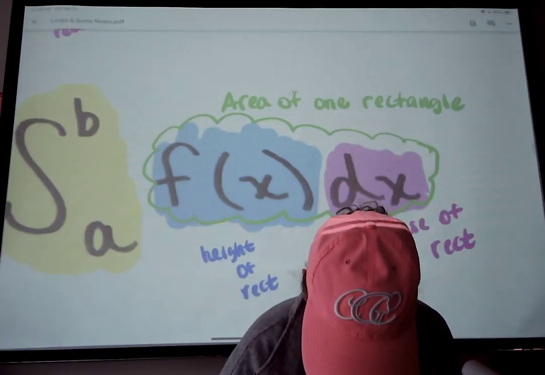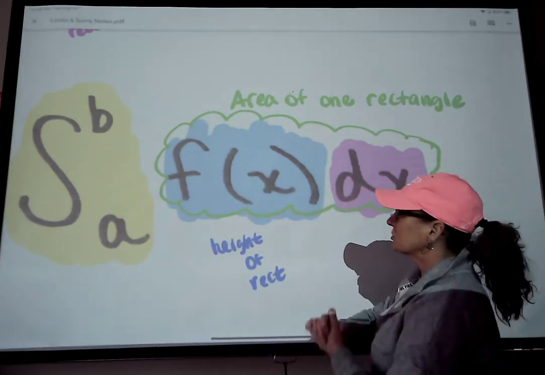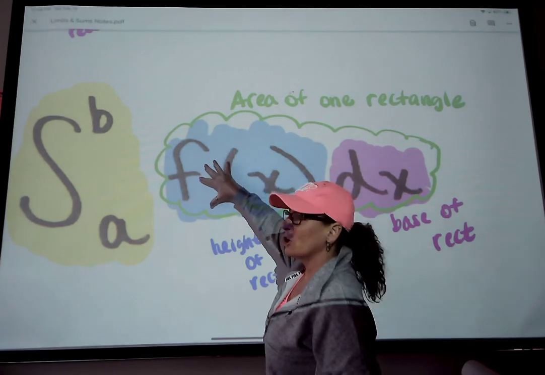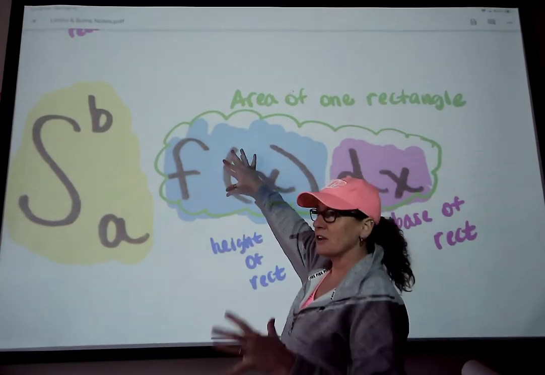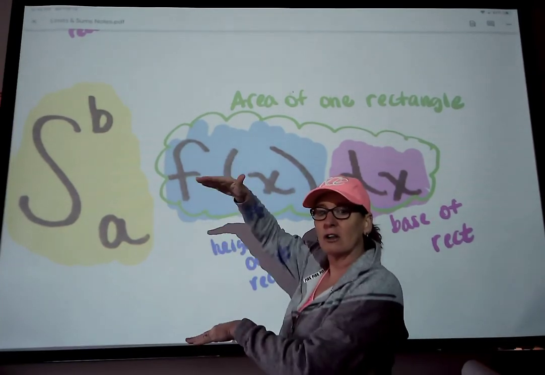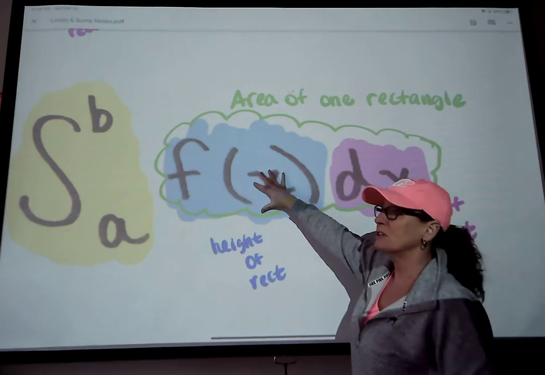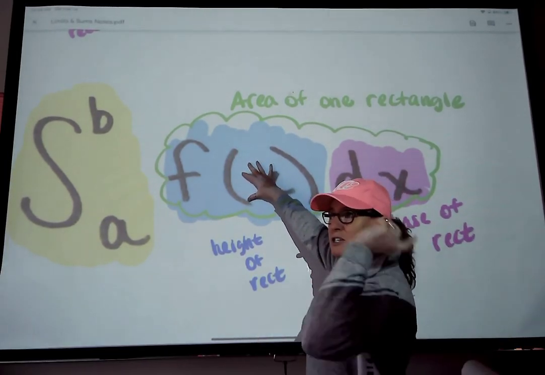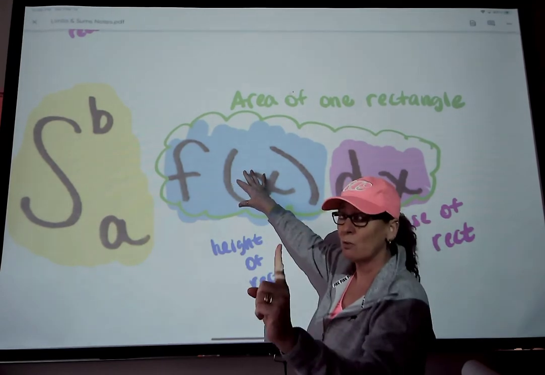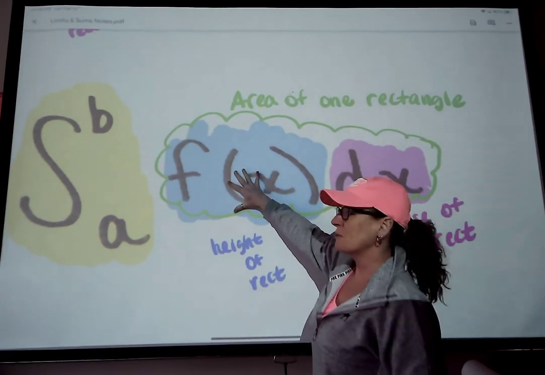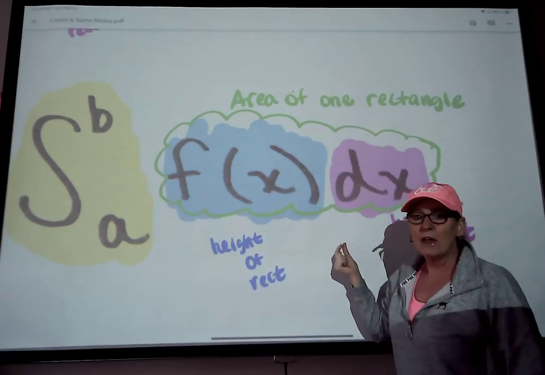What we end up doing is we set up an integral, and in our integral we put our function in terms of x here. This is a representation of all of the different heights of our rectangles, each individual height of each individual rectangle, one at a time. So this represents the height of a rectangle, and this represents the width of a rectangle.